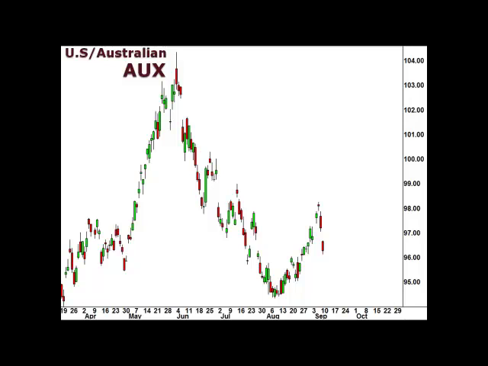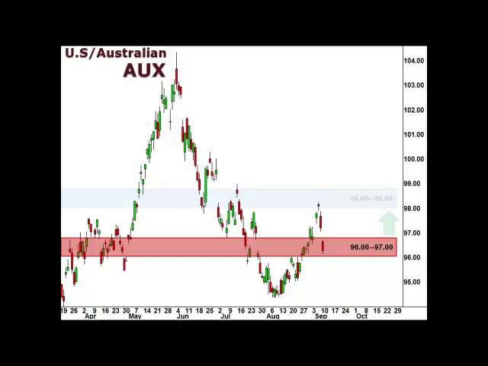Let's take a look at the U.S. dollar versus the Australian dollar as seen here in the ISE FX options pair value AUX. Well, the AUX dropped back to test support at 96. A bounce is likely to meet resistance at 98.